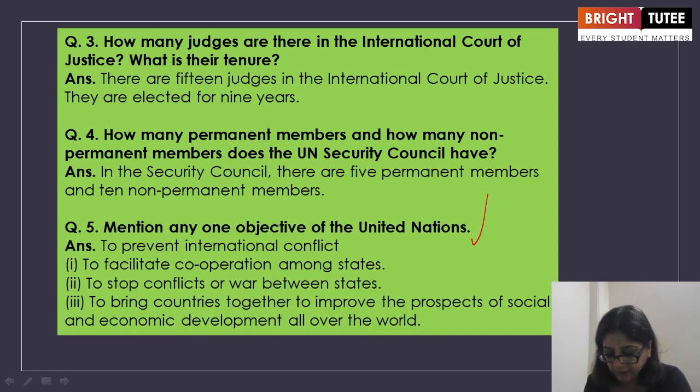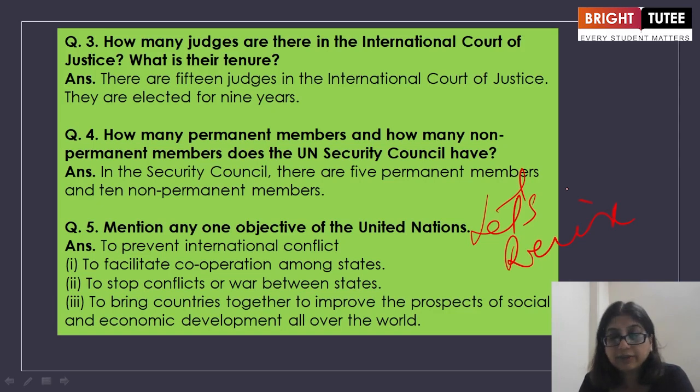Let's revise once again. How many judges are there in the International Court of Justice? There are 15 judges in the International Court of Justice. They are elected for 9 years. And how many permanent members and how many non-permanent members does the United Nations Security Council have? It has 5 permanent members and 10 non-permanent members.